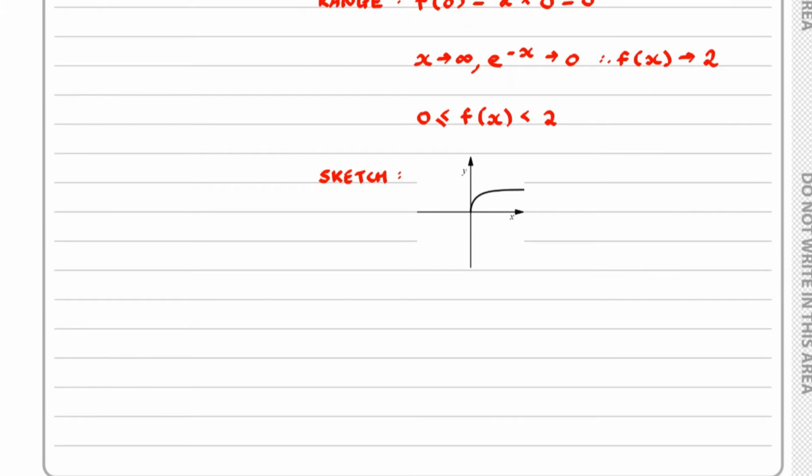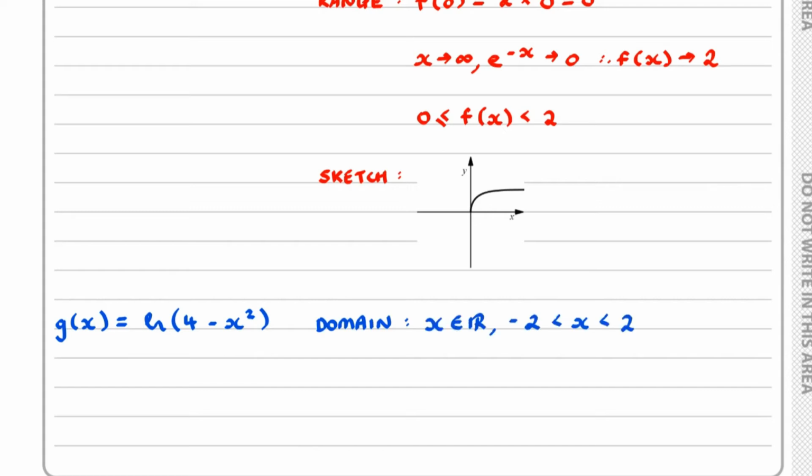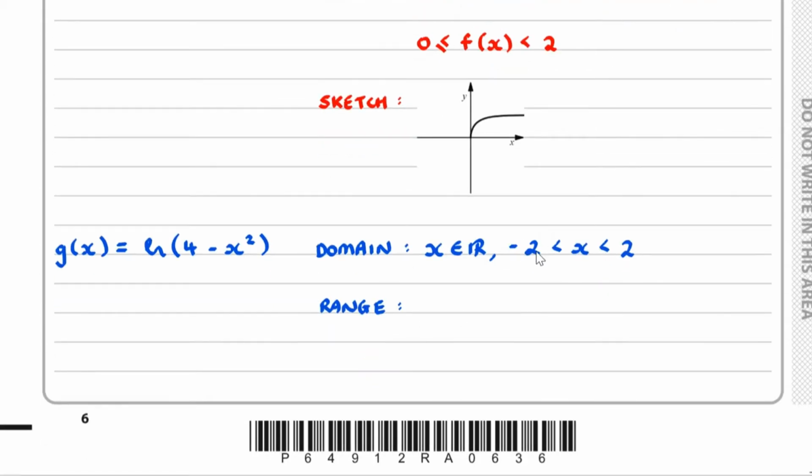So now let's think about g of x. We know g of x is equal to the natural log of 4 subtract x squared. For the domain, x is a real number between -2 and 2. For the range, well, let's think about different values of x. When x is -1, say, we have the natural log of 3. When x is 0, we've got the natural log of 4. When x is 1, we've got the natural log of 3. So I'm going to expect the graph to look something like this.